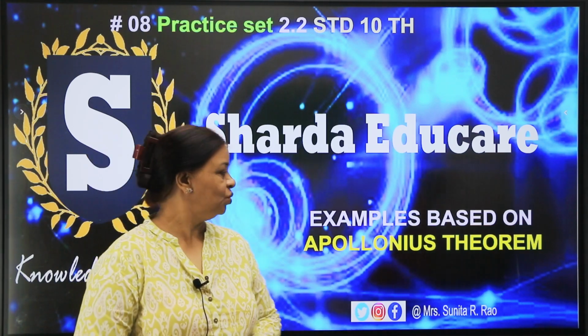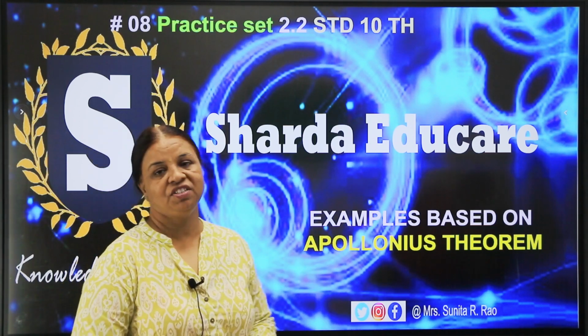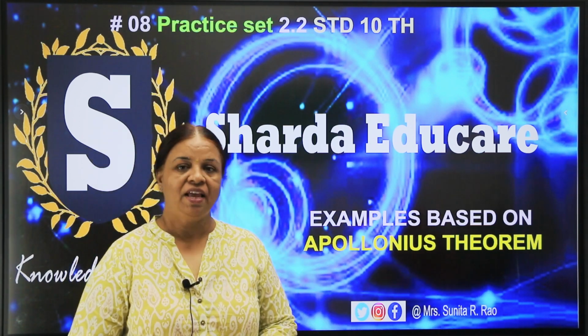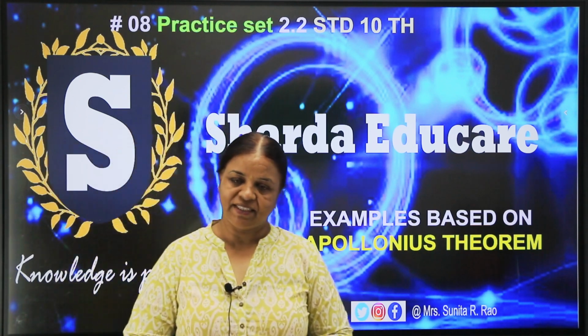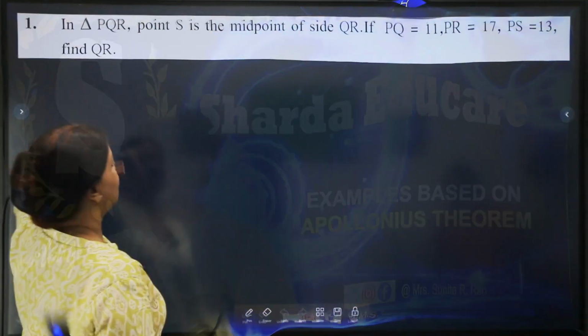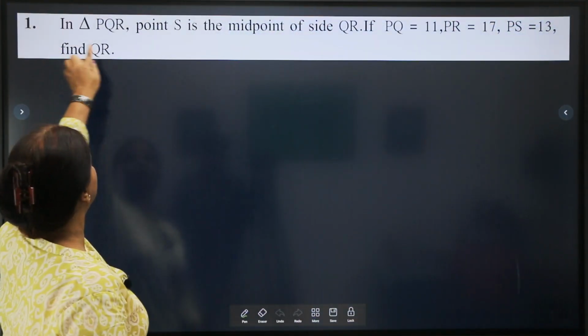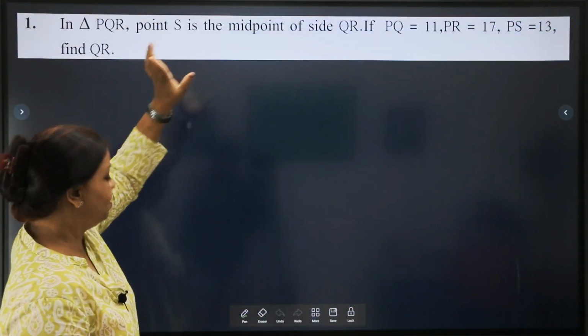And in today's video we will be learning examples which are based on Appollonius theorem, and that is from the practice set of 2.2 standard 10th. Let's begin children. The first sum says in triangle PQR point S is the midpoint.